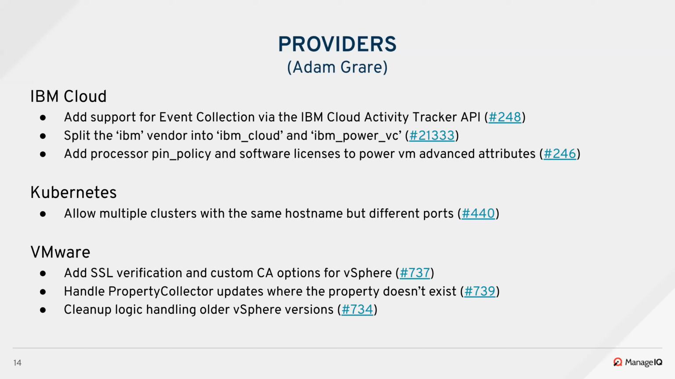The Power team, Jay worked on splitting up the IBM vendor into IBM Cloud and IBM Power VC, since it was, I think, primarily using the wrong icon for Power VC, but really it was overloading this particular vendor. So that was a nice enhancement, splitting that up. Kuldeep, also from the Power team, added additional collection of processor pin policy and software licenses to the advanced attributes for Power VMs.